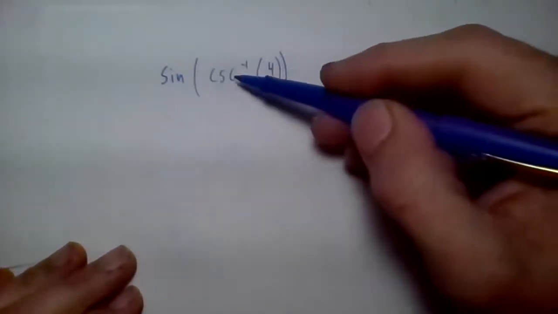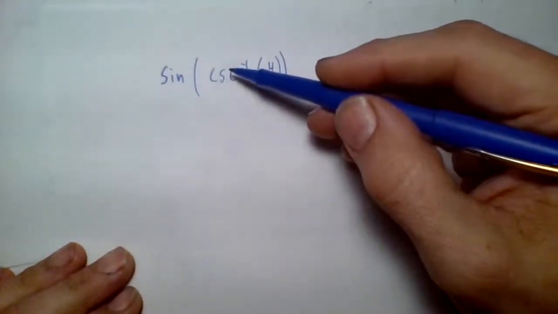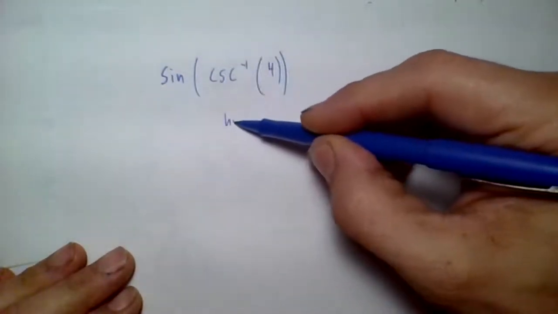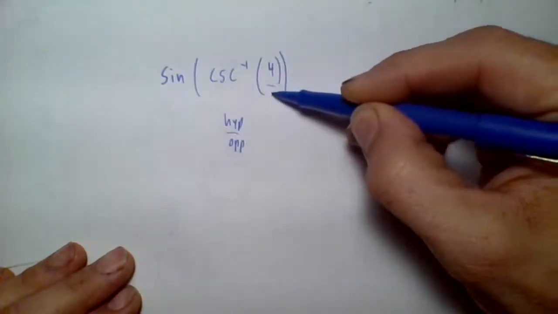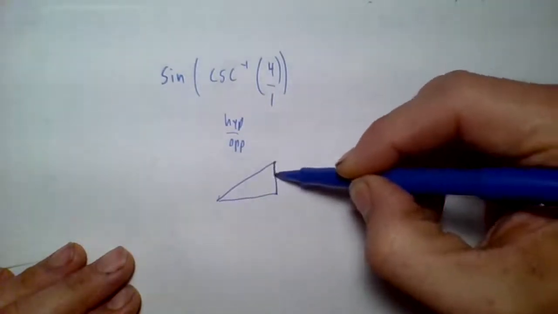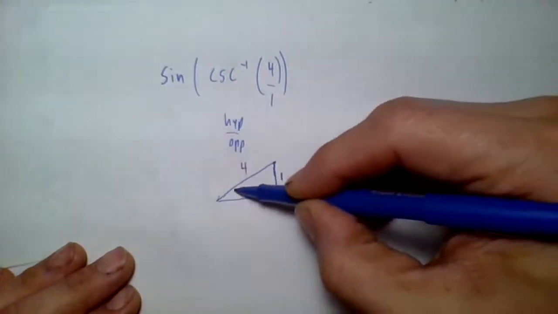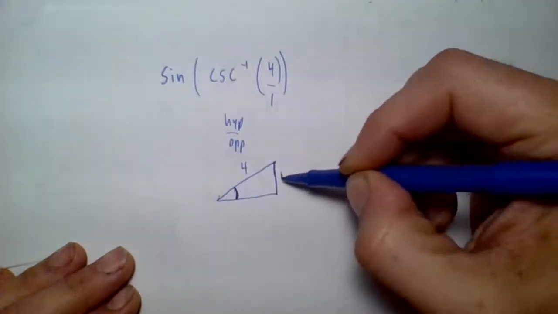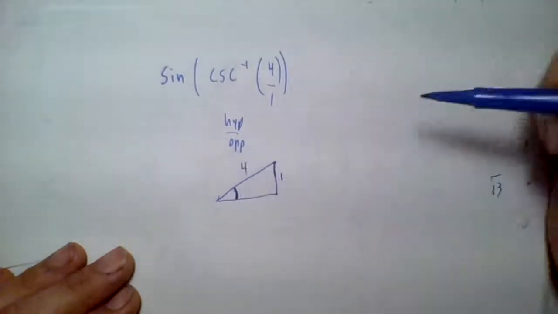The cosecant is the reciprocal of sine. Sine is opposite over hypotenuse, so cosecant is hypotenuse over opposite. So I want to think of the 4 as 4 over 1, and I want to draw my triangle. I'm not even going to try to draw it to scale, but hypotenuse is 4 and opposite is 1. This is my angle. That's the inverse cosecant of 4 over 1.